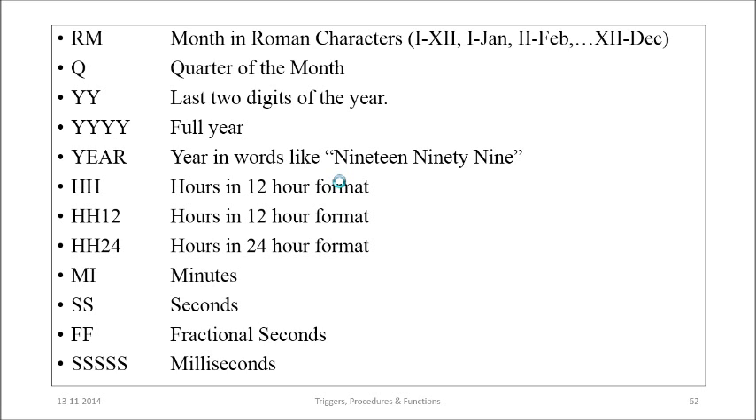Double Y specifies last 2 digits of the year. Triple Y specifies the full year. YEAR specifies the year in words. Then HH specifies hours in 12-hour format. HH12 also specifies hours in the 12-hour format. HH24 specifies hours in the 24-hour format. And MI specifies minutes, SS for seconds, FF for fractional seconds, and FFF for milliseconds.